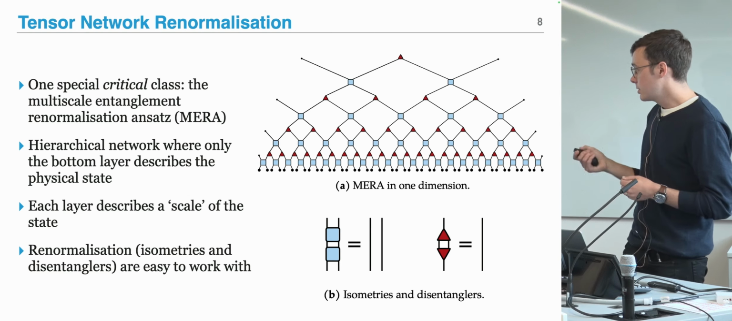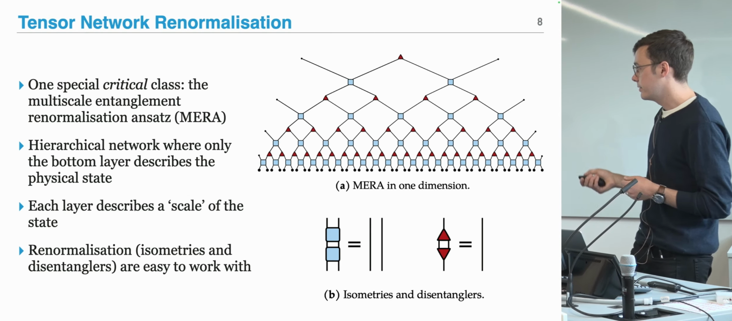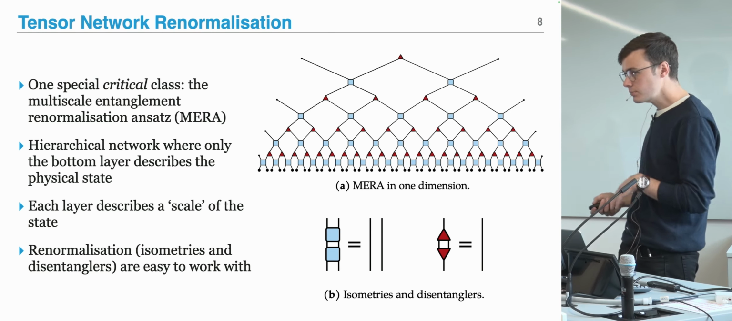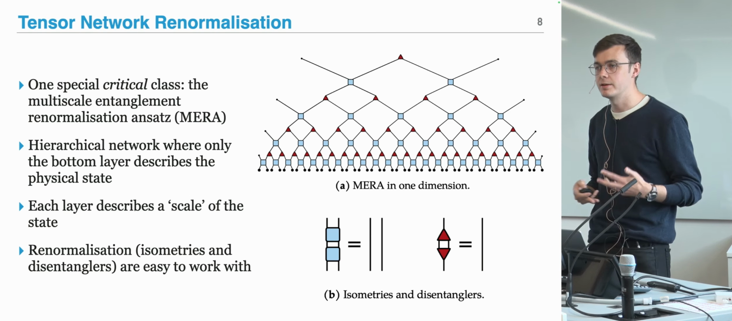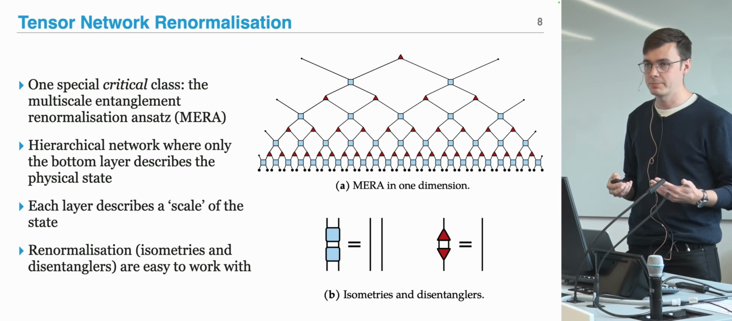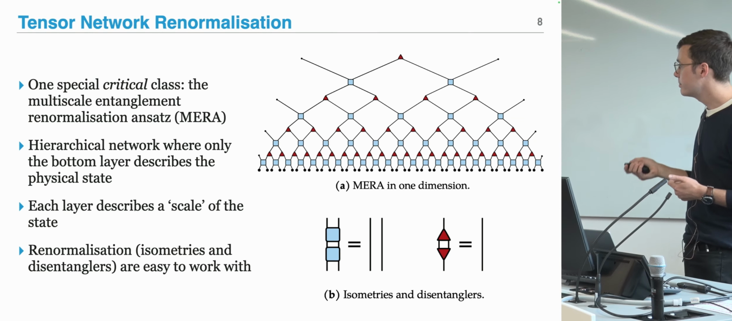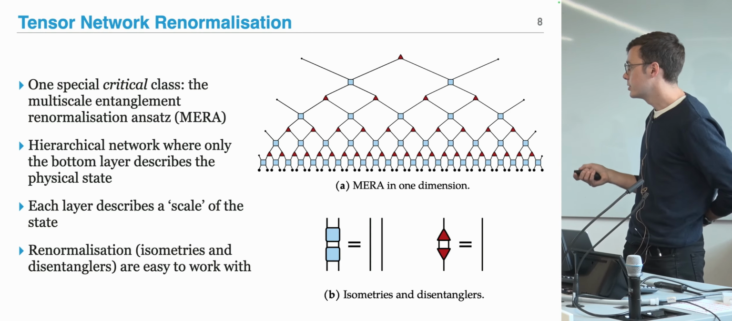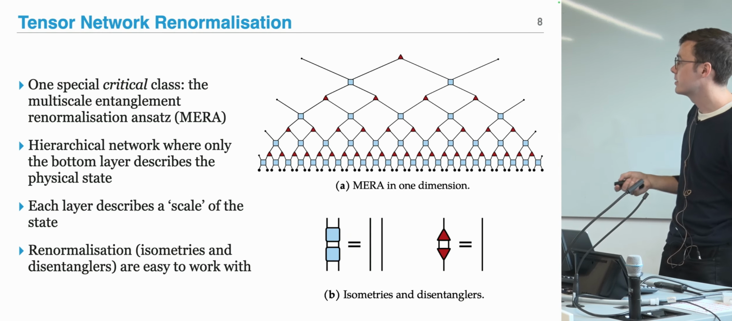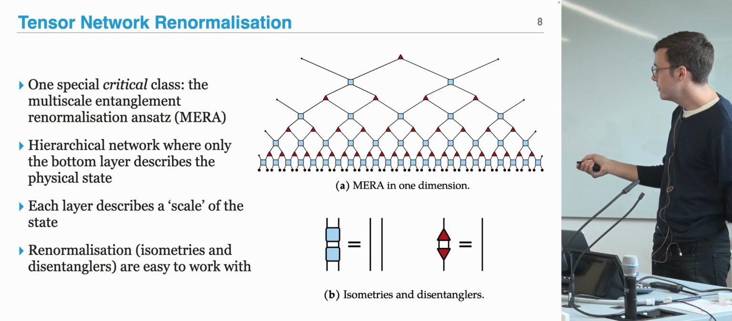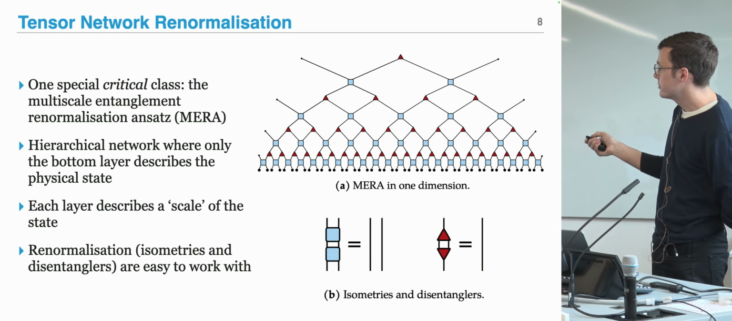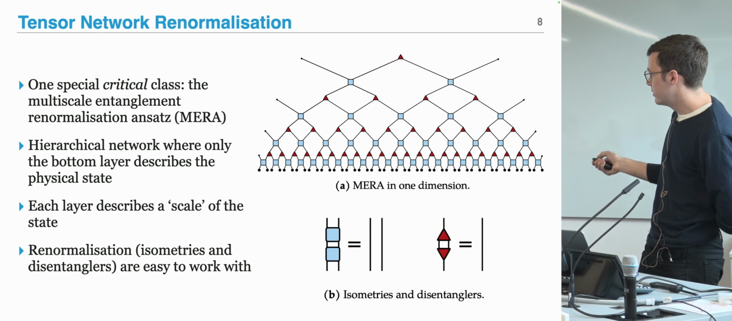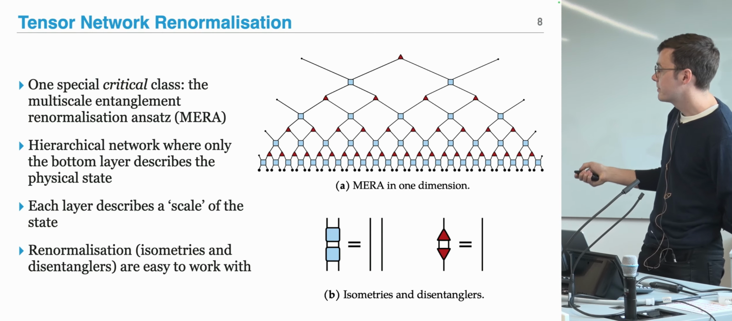One special class of these critical states is known as the multi-scale entanglement renormalization ansatz. So not all critical states can be represented or studied in efficient ways, but this particular class can. And this is in what's known as a hierarchical tensor network. In a hierarchical tensor network, we have different layers which get exponentially smaller as we go through various scales. And the bottom layer, these open indices, is what represents the quantum state.